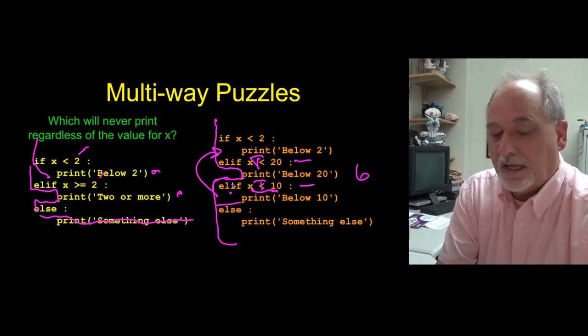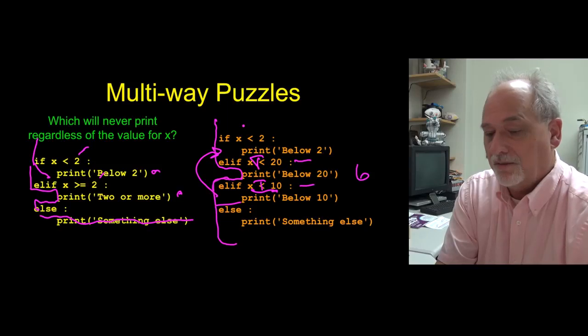It only looks as long as it can. As long as it sees falses, then it keeps on going to the next one. But as soon as it doesn't see a false, it doesn't continue.